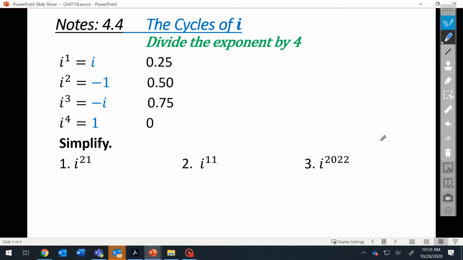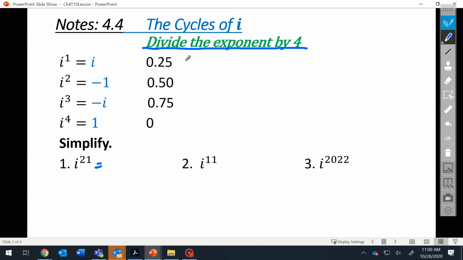Alright, so essentially we can figure out where it lies in this cycle. So for instance, i to the 21st power. Well, I could loop through this thing a bunch of times until I figure out which one of these lines up with i to the 21st power. But there's an easier way to do it, and all I have to do is divide the exponent by 4, and then check to see what the decimal is.